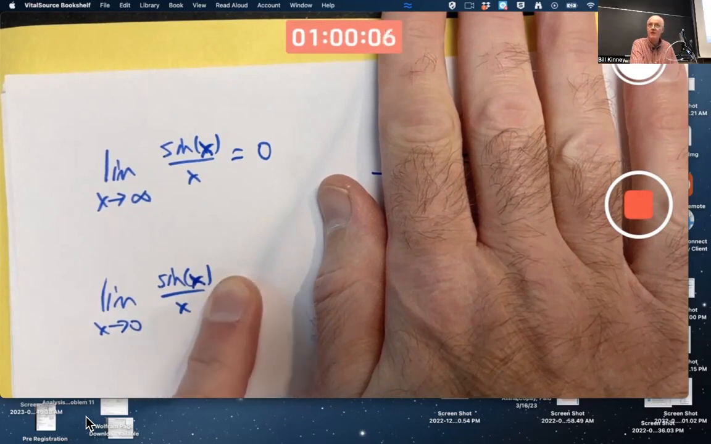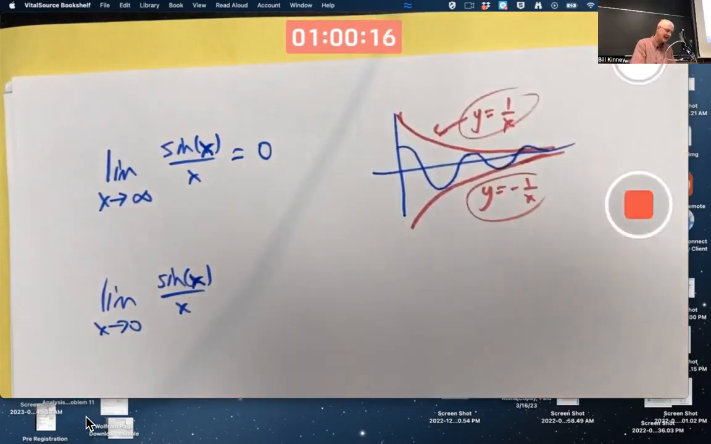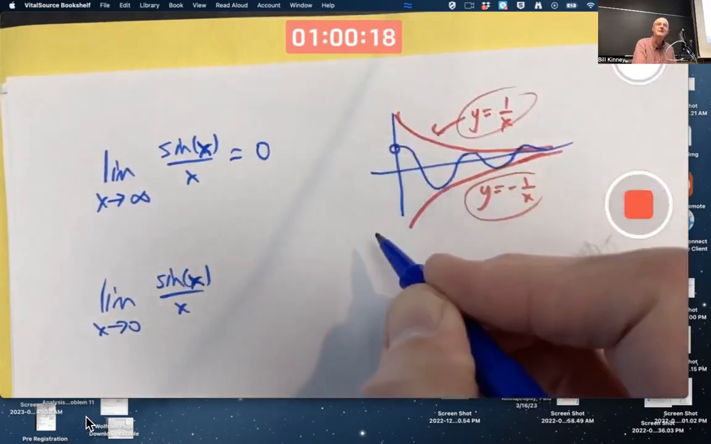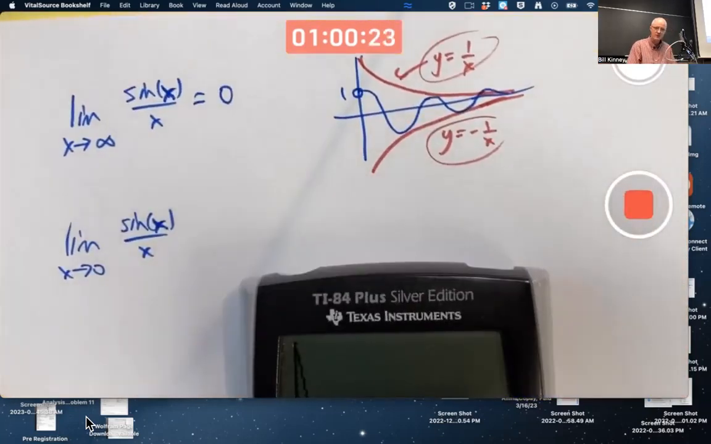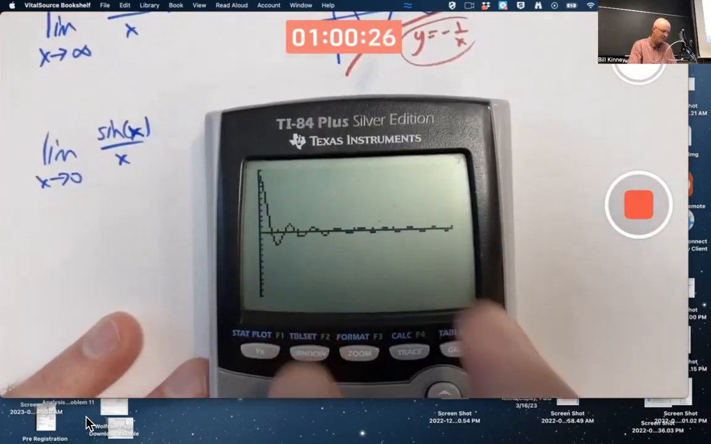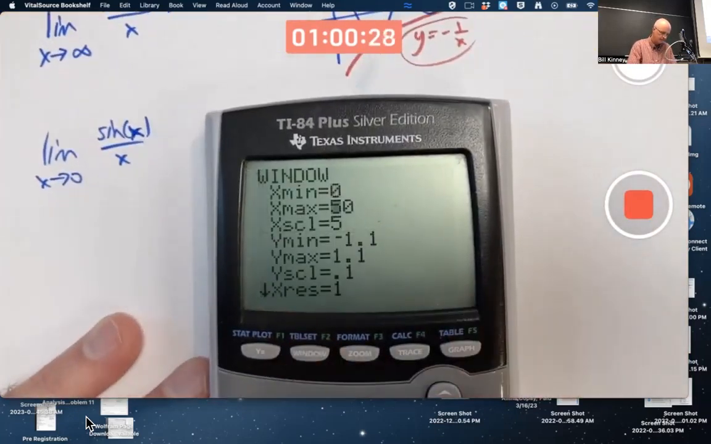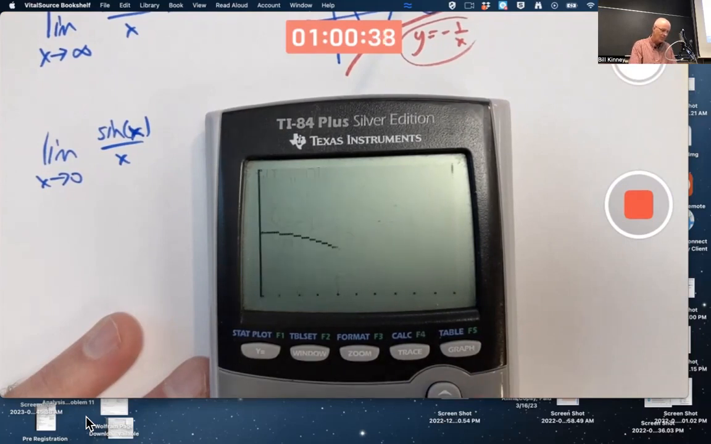Sine of 0 is 0. The top is 0 when x is 0 as well. Because of that, it's conceivable that this limit is something non-zero. And in fact, it does exist, even though the graph has a hole in it, and it equals 1. If we zoom in near x equals 0 here, like this, and zoom in the y direction near 1, we see the graph is approaching 1.